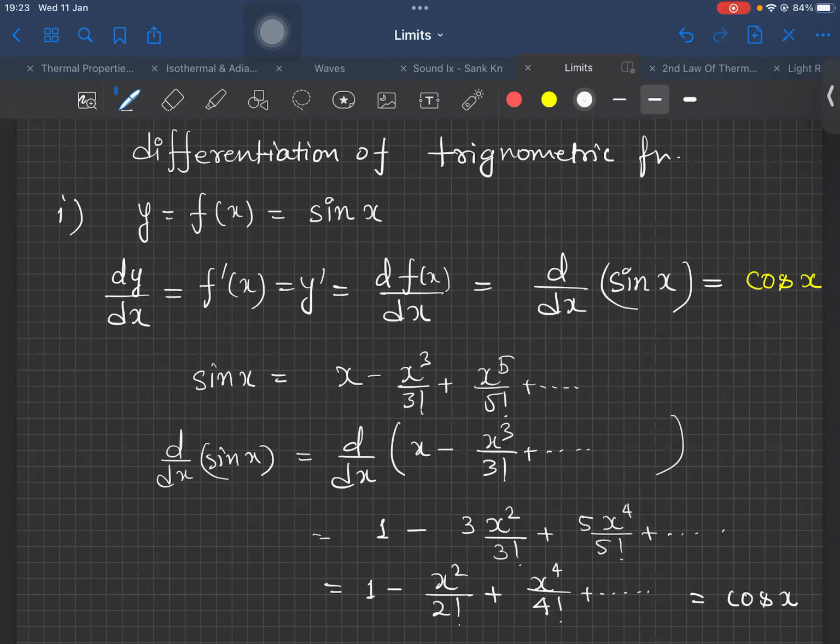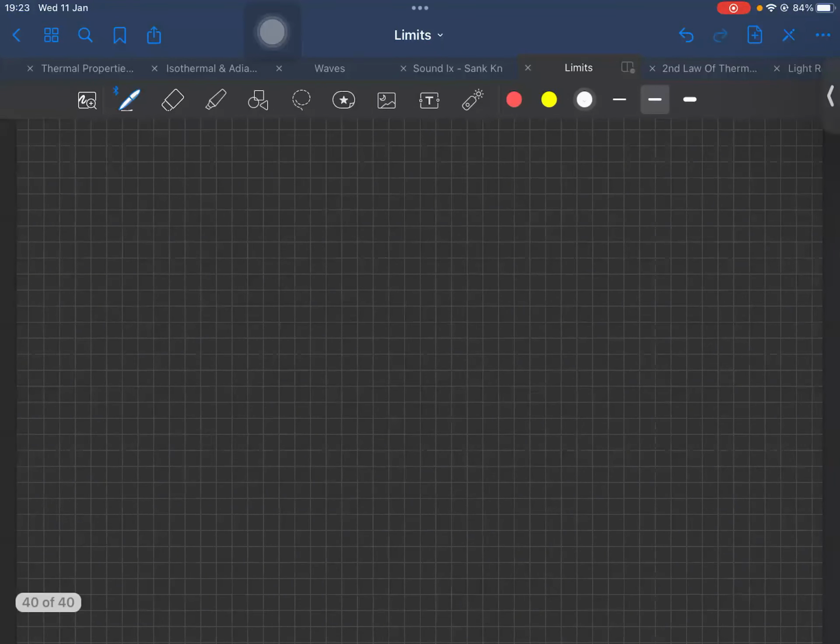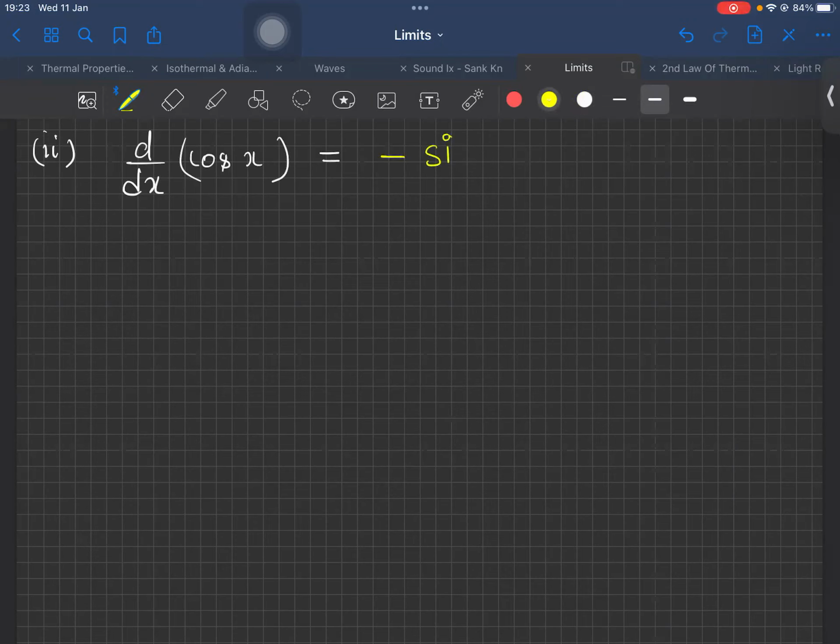All right. Similarly, if you find the differentiation of cos x, d upon dx of cos x, what is this? You will get negative sine x. Yes or no?